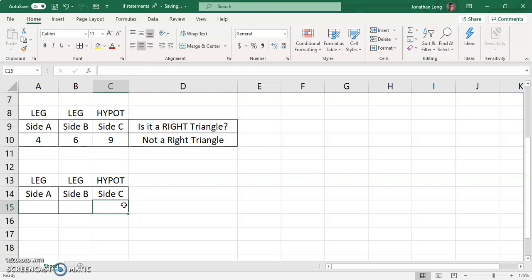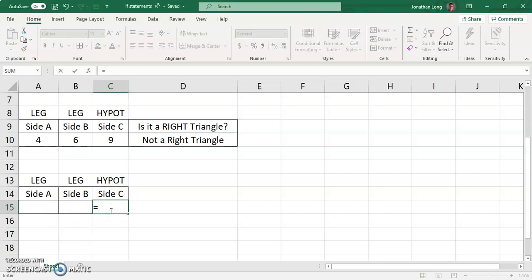So if you watched the video before this, we figured out that if I do A squared plus B squared, put those two values in, square them, add them, and then my last step is to square root that number, and I will get my resulting side. So let's go ahead and do that.